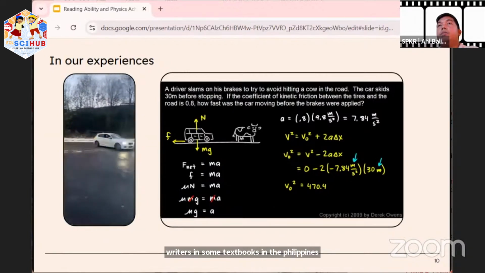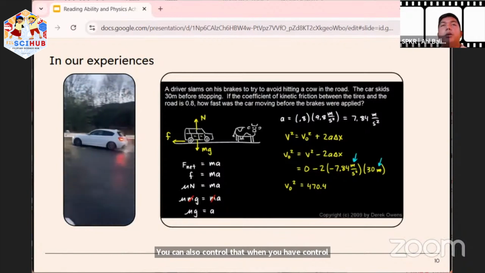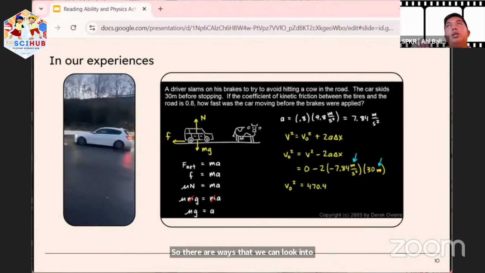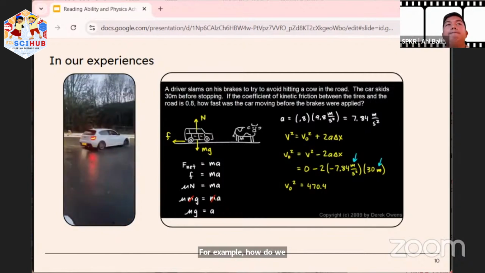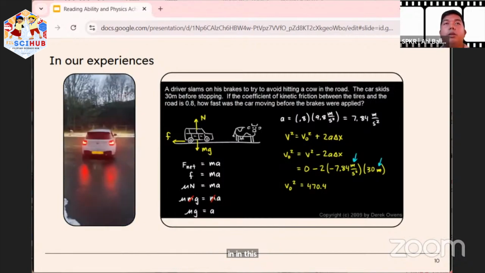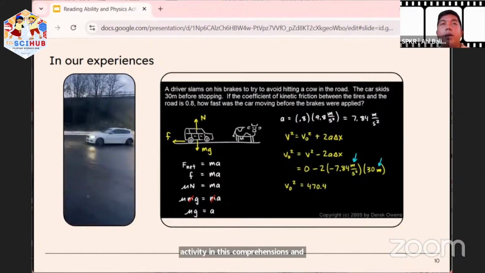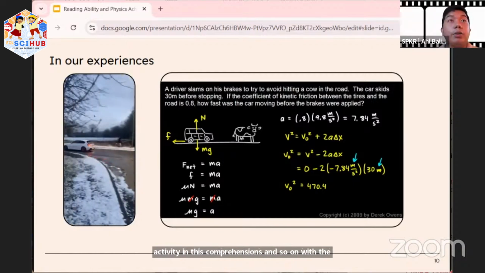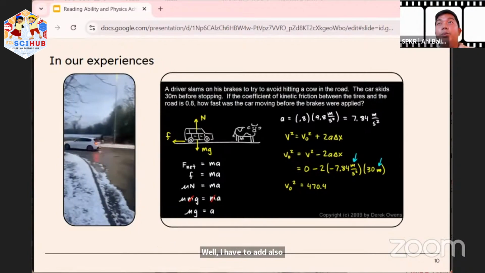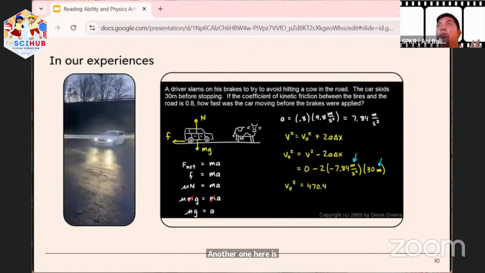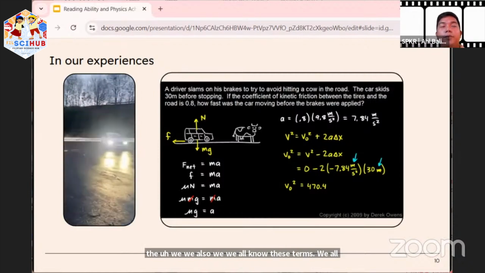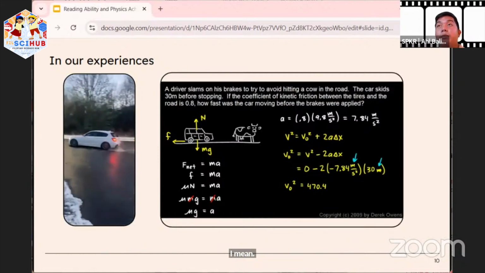You have control. So there are ways that we can look into, for example, how we help our students in this activity, in comprehension and so on, with the physics problems or physics text that we have. Okay, well, I have to add another one here. We all know these terms.